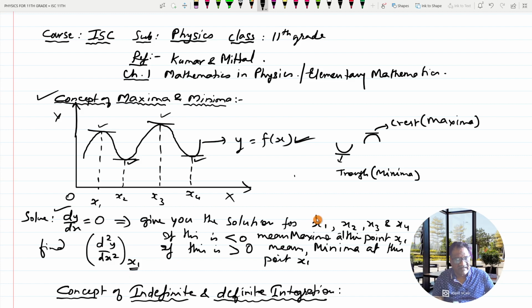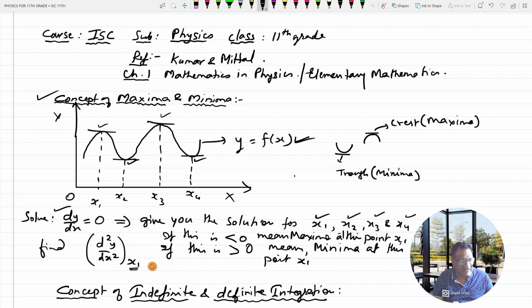You have to find these points, x1, x2. You will get the values of x1, x2, x3, and x4 on solving dy by dx equal to 0. Once you get these values, you find d square y upon dx square, that is the second derivative of this function f of x. In that formula, you plug in the value x1, next time you put x2, next time x3, next time x4.